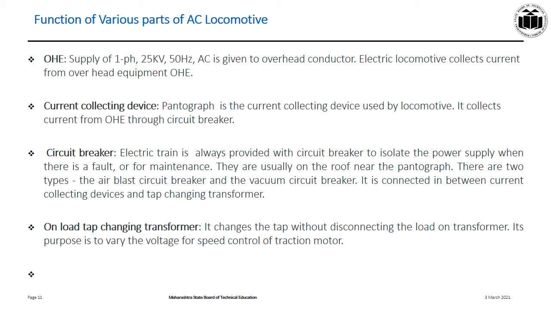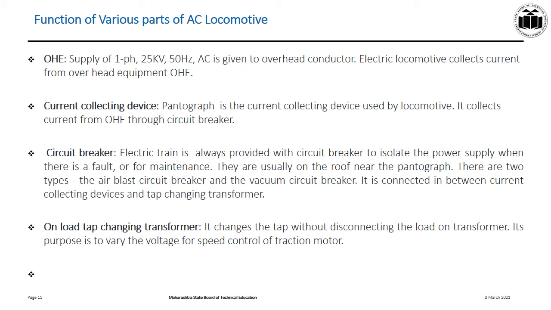Third component is circuit breaker. Electric train is always provided with circuit breaker to isolate the power supply whenever there is a fault or for maintenance. They are usually on the roof near the pantograph. There are two types of the circuit breaker used in the traction system. There are air blast circuit breaker and vacuum circuit breaker. It is connected in between current collecting device and the tap changing transformer.